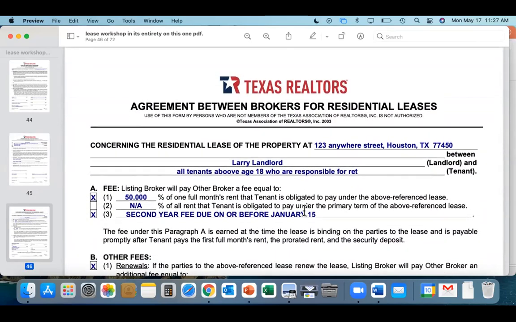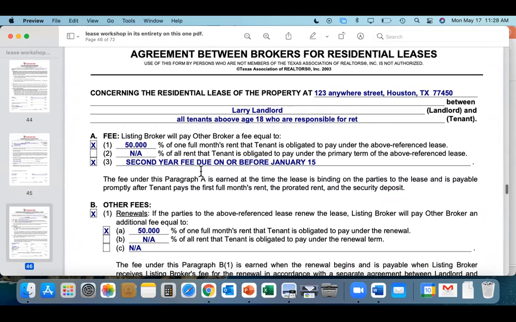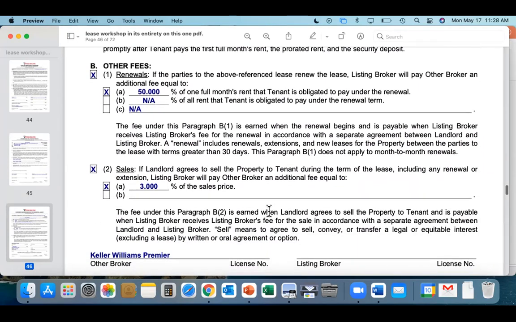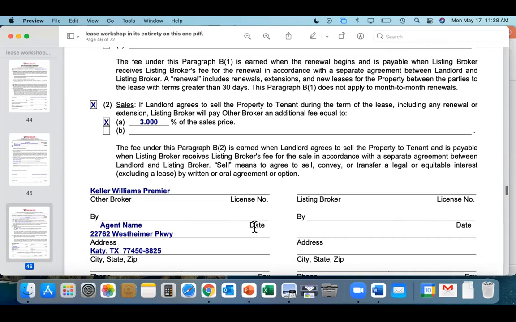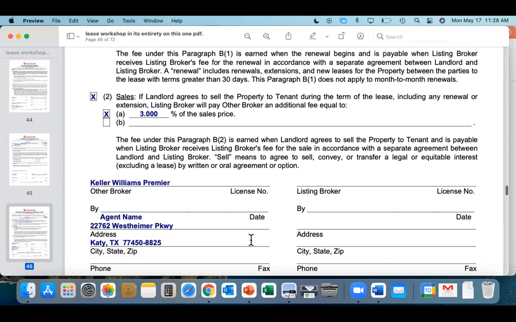Here's the agreement between brokers. This is very, very important. This is how we all get paid. If you are representing a tenant and it's listed by another brokerage, say Century 21, Century 21 is going to require this agreement between brokers to be done. This puts on there how much you're being paid, and also allows for if the property gets sold, do you want commissions out of it? Our brokerage requires this form and every other brokerage requires this form.